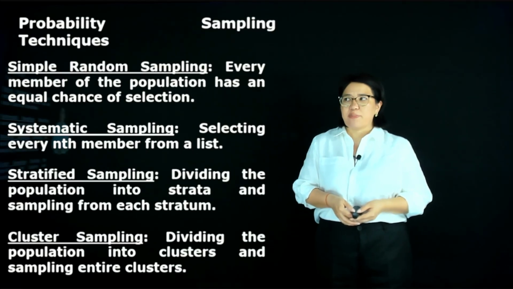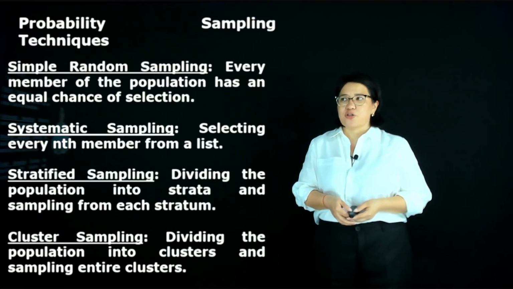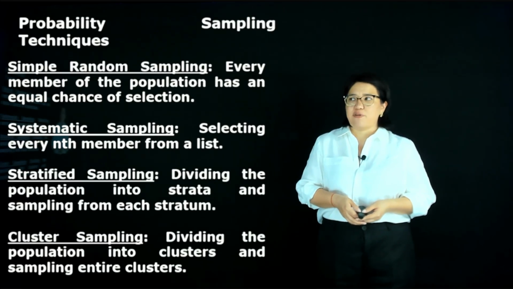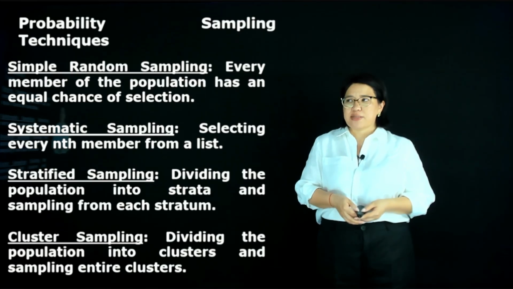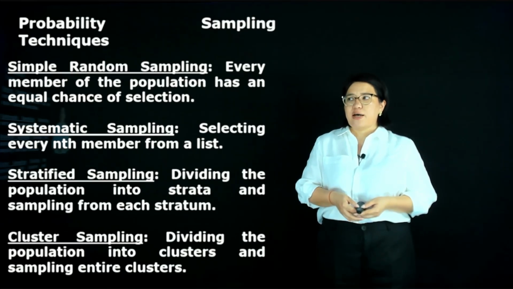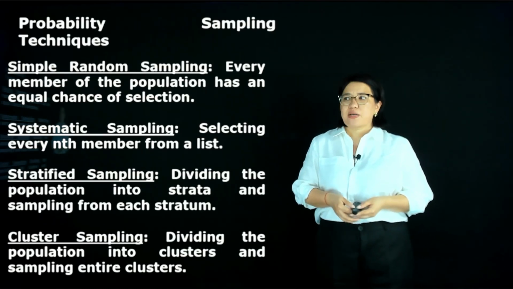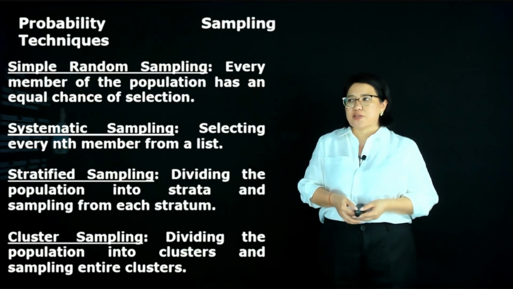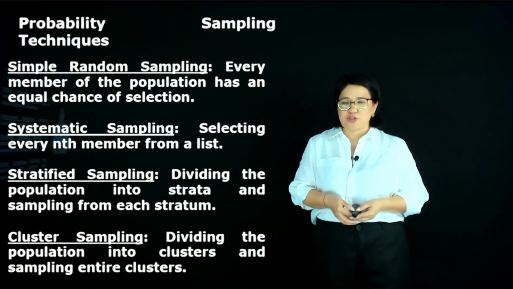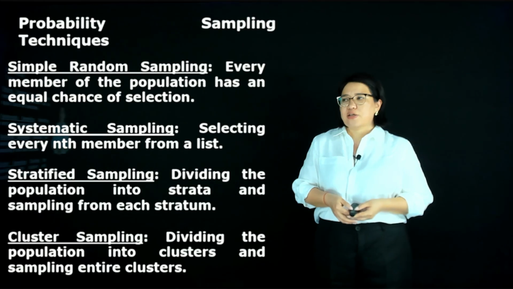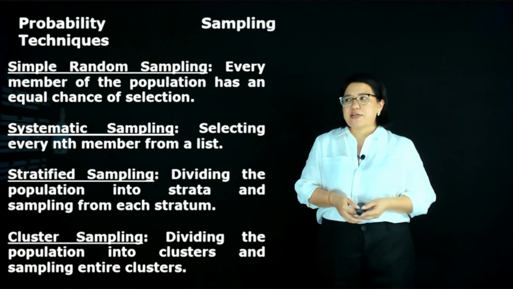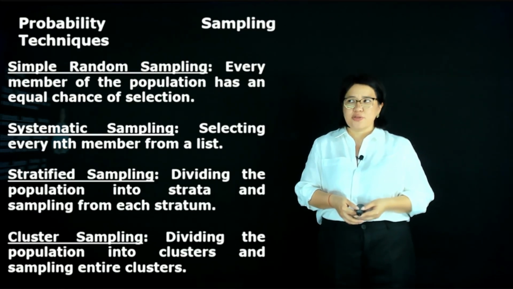Probability sampling techniques include simple random sampling, which means that every member of the population has an equal chance of selection. Systematic sampling is selecting every nth member from a list. Stratified sampling is dividing the population into strata and sampling from each stratum. And cluster sampling is dividing the population into clusters and sampling entire clusters.